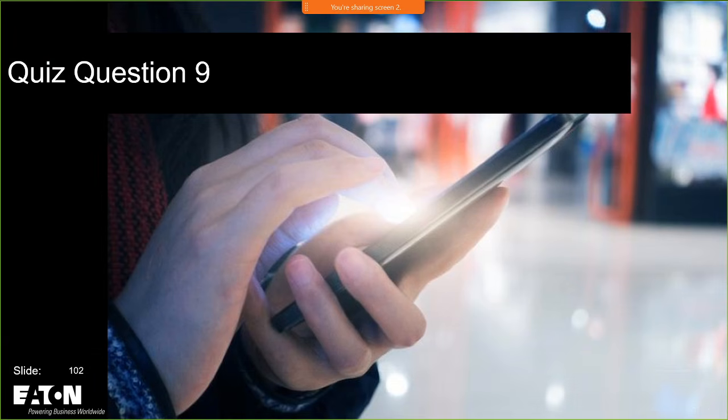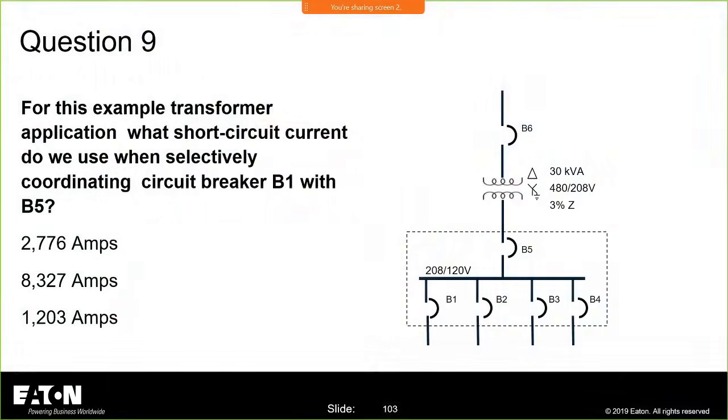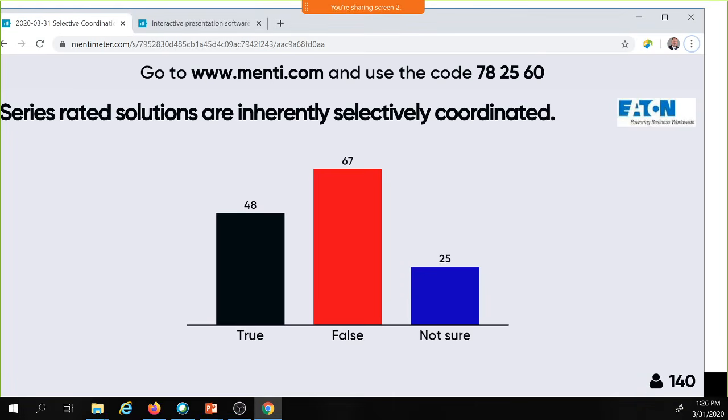All right, quiz question number 9. This is where it gets good. For this example transformer application, what short circuit current do we use when selectively coordinating circuit breakers B1 with B5? No, we're not playing bingo. We're talking about selective coordination. What fault current do we use? Let's see what the survey respondents said.